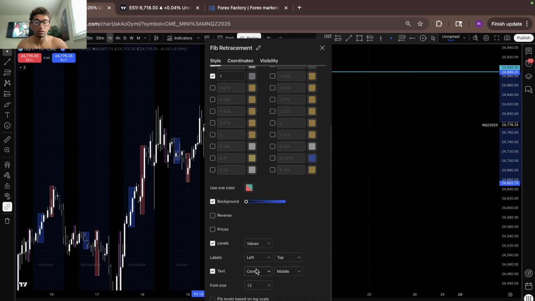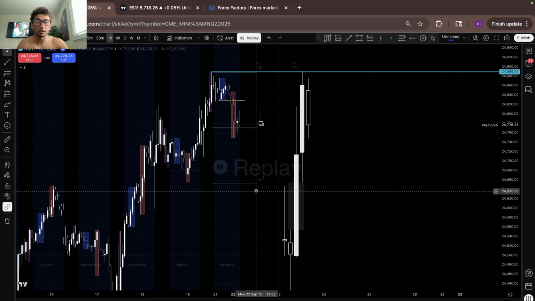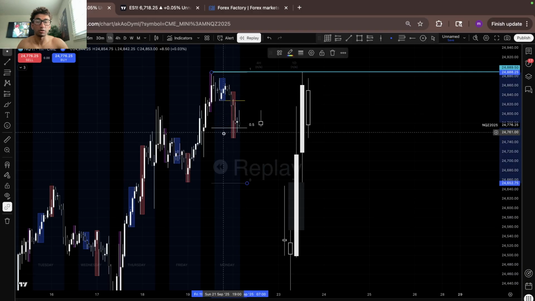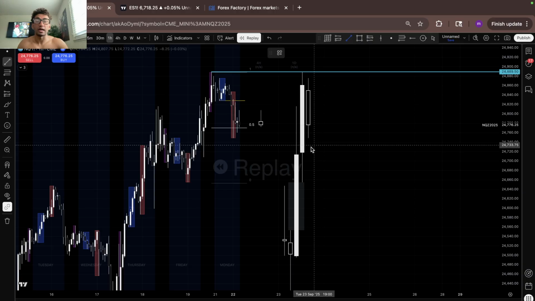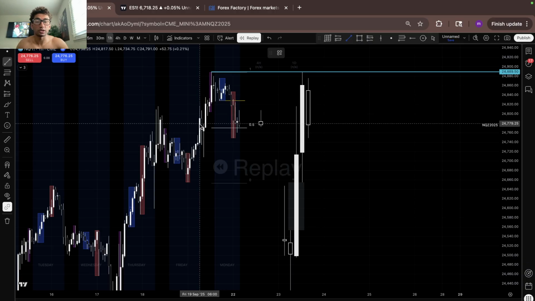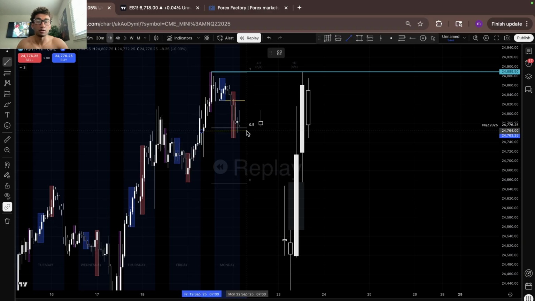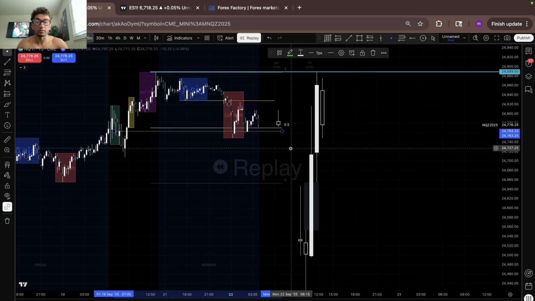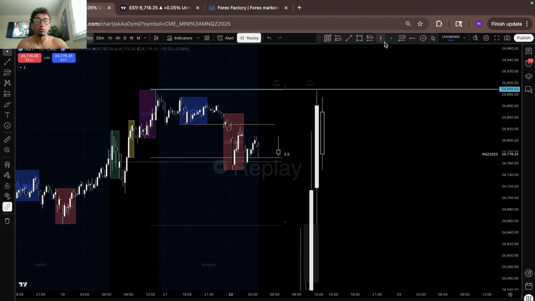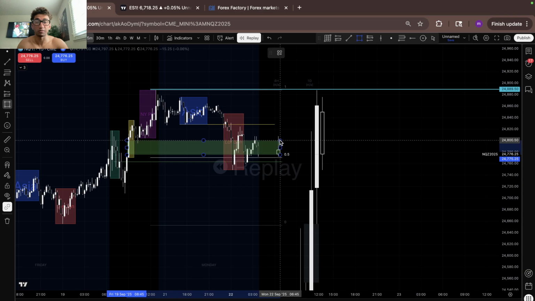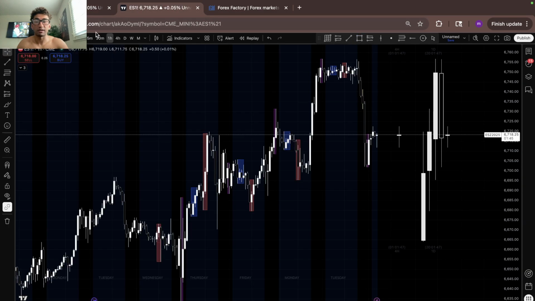So we have equilibrium right here, and price fulfilled that equilibrium level. Now we have to find a PD array. This down close candle before these up moves is our 1 hour PD array, right? So we have a 1 hour PD array and a 1 hour liquidity sweep. Now we can go down to the 15 minute and look for one more PD array to support. So we have this bullish gap that we're holding on the 15 minute. And let's see if we have any SMTs.